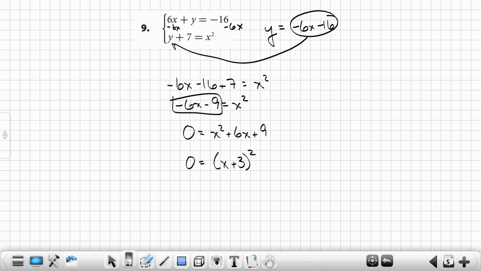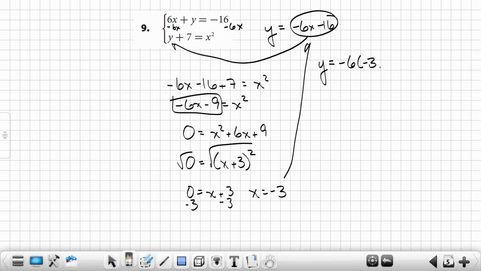So there is only one solution, and that is if I square root both sides, I could do that, you know. I get 0 equals x plus 3, then subtract 3 from both sides, and I get only one solution of x equals negative 3. Now I need my coordinate, so I'm going to take this and plug it back into that, and I get y equals negative 6 times negative 3 minus 16. Y equals 18 minus 16, which is 2. So my coordinate is negative 3, 2.